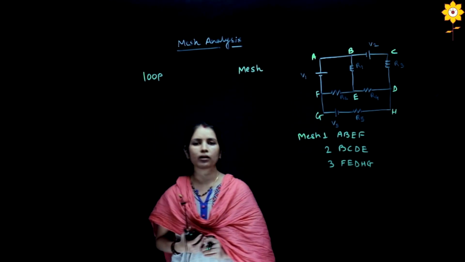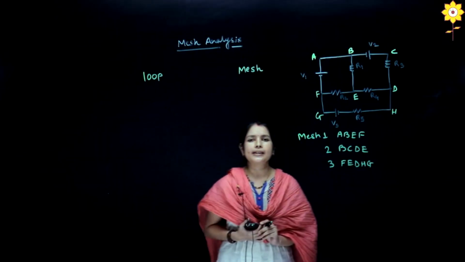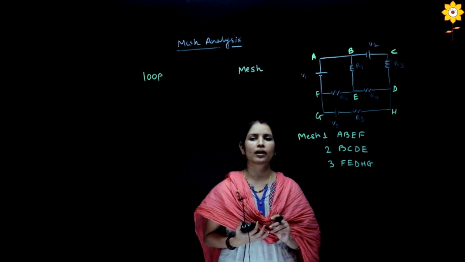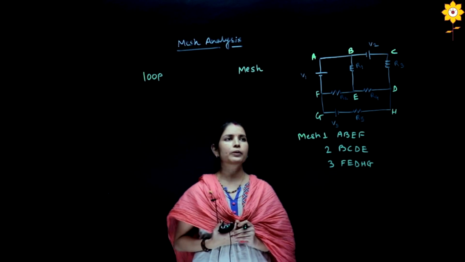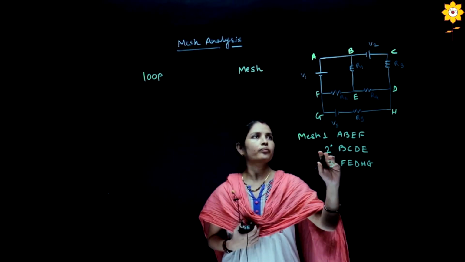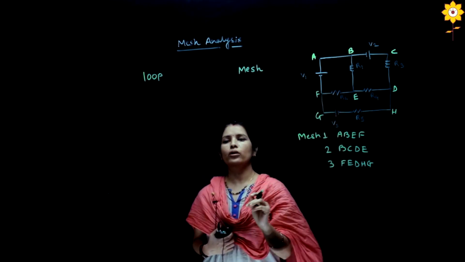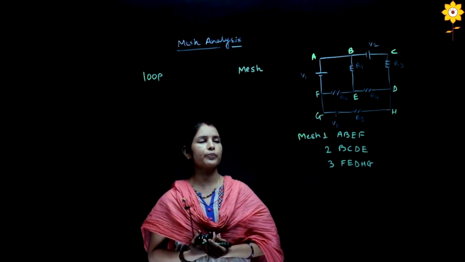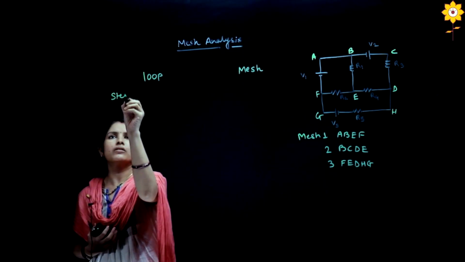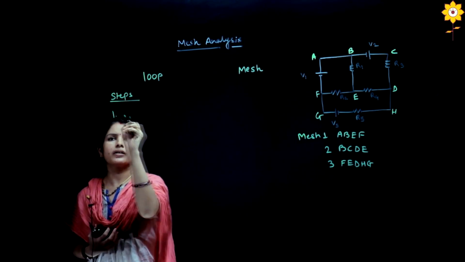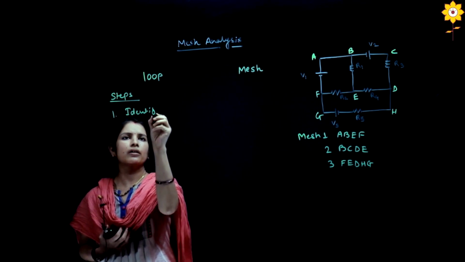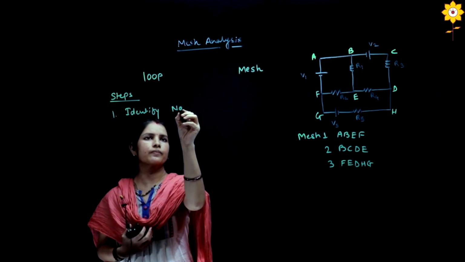Now, we will start with mesh analysis. Mesh analysis provides better results when there are n number of voltage sources. This particular analysis is basically for planar networks. To solve any given circuit by using mesh analysis, there are some steps involved. Step number 1, first of all we will identify the number of loops.